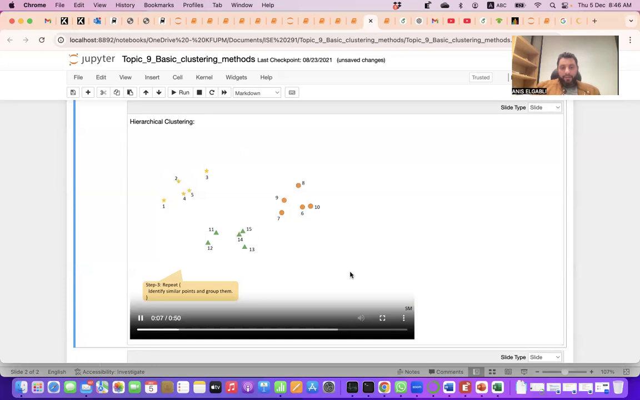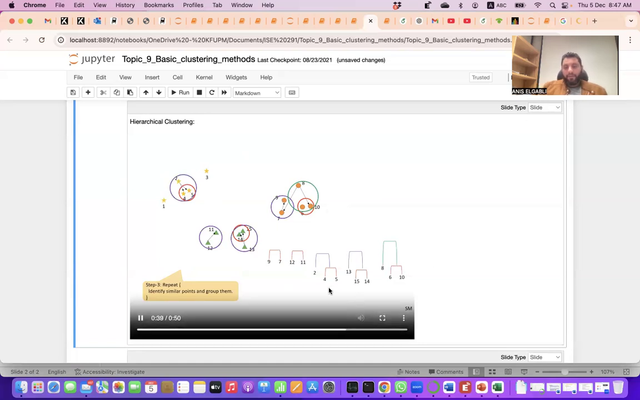So 14 and 15 will be the first two to combine in one cluster, as we can see here. Then maybe 4 and 5. Yes, after that, the distance is a little bit higher. This is going higher in terms of the height here. Then 6 and 10, then 2 is close to 4 and 5. As we proceed, we're merging more and more nodes. Eventually, they will all belong to the same cluster.